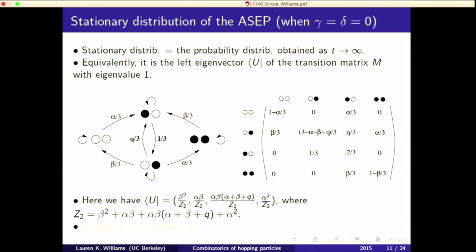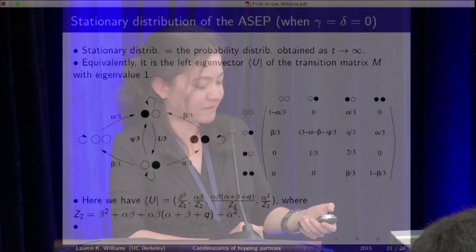I'm not going to do the computation, but in this case, our eigenvector is the following vector. These 4 components represent the steady state probabilities. The first one is the steady state probability of hole hole. This corresponds to the state hole particle, this is particle hole, and this is particle particle. And everything gets divided by a normalization factor in order to make probabilities add up to 1.